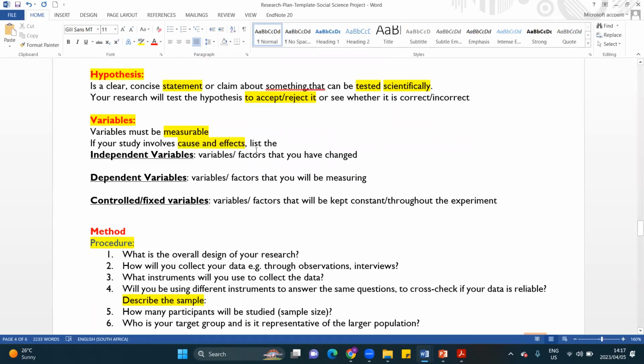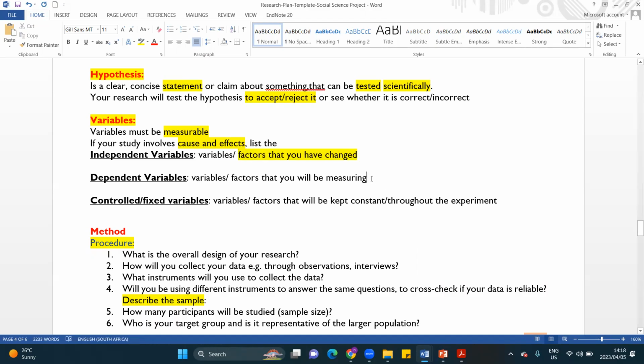Okay. Cause and effect, you need to list the variables. These are the three types of variables. You have your independent variable, your dependent, your controlled. So the independent variable, just to remind you, is the factors or those variables that you've changed. You as the researcher, what did you change, right? That is what is your independent variable. In most cases, it might be the sample group, the people within your sample group, right? Not necessarily, but that might be one of your independent variables.